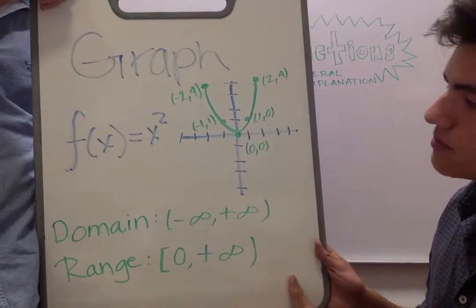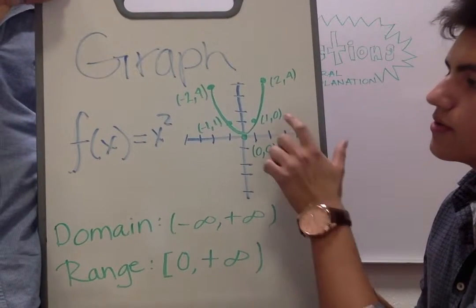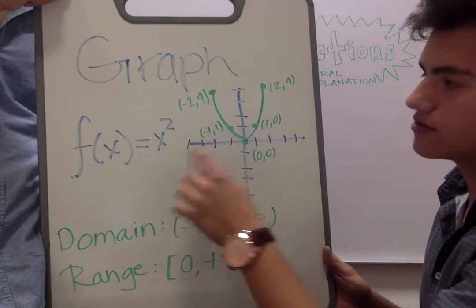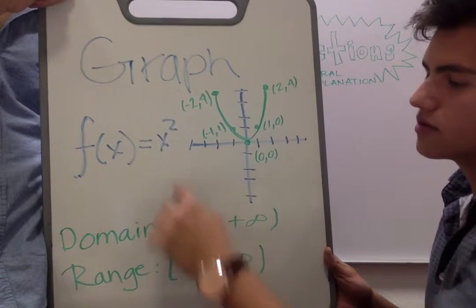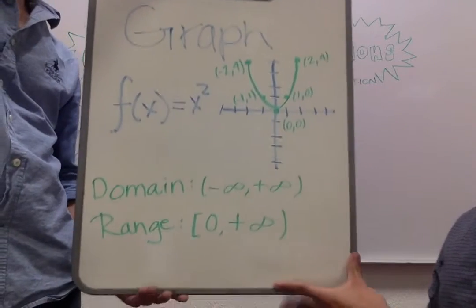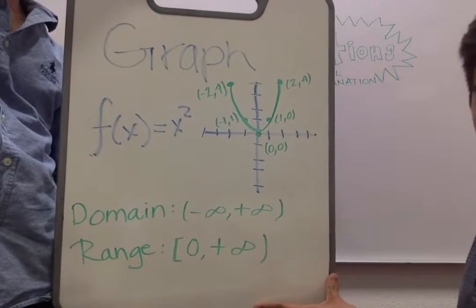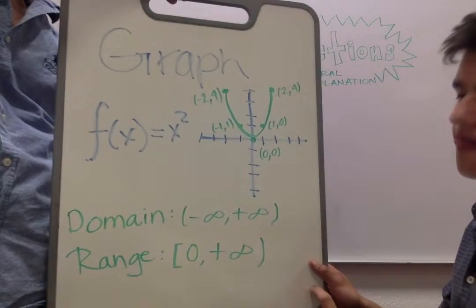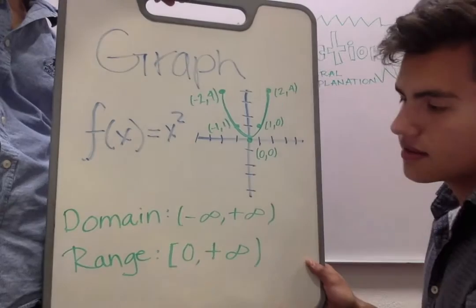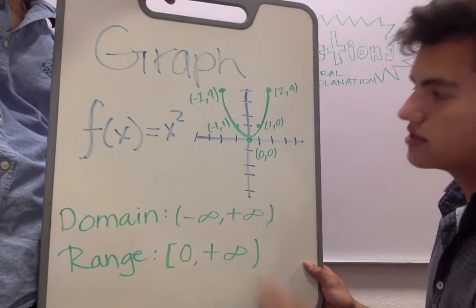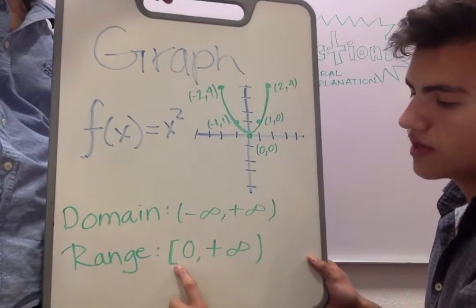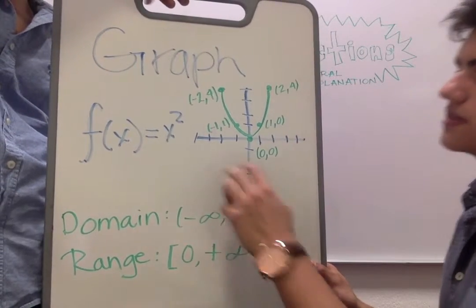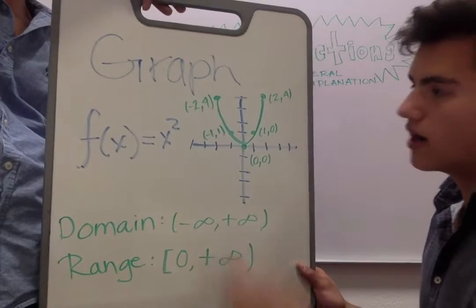As we can see, the special points are (0, 0), (1, 1), and (2, 4). And on the other side, (minus 1, 1) and (minus 2, 4). Here we also have the domain and the range. The domain is minus infinity to plus infinity, and the range, which touches the 0, we have to present it in this way, and plus infinity because it can go as high as you want.